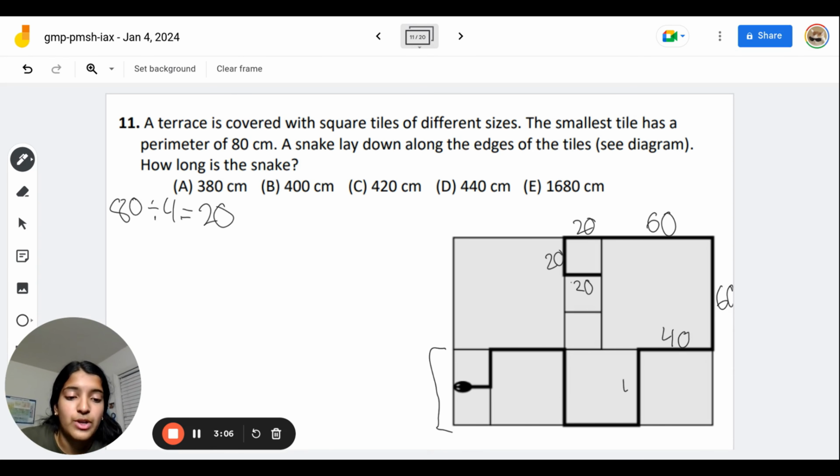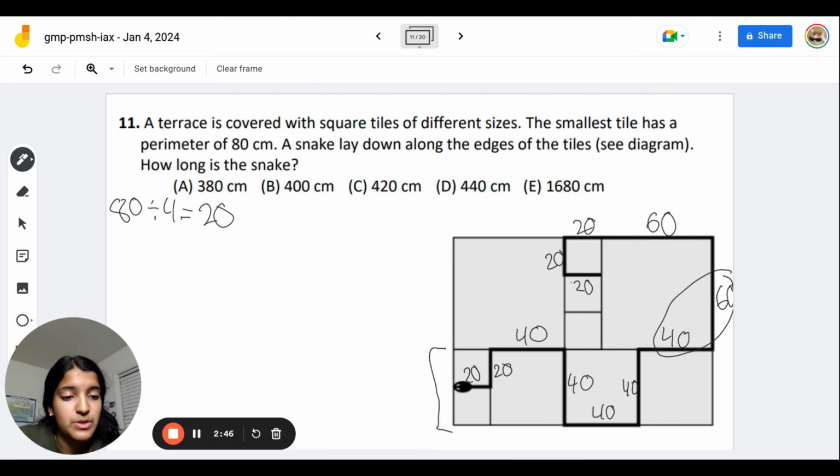And then there's a 40 over here, down here, to the side, up here. And then it goes back down, but only a small square down. So that would be a 20, and then there's a 20 over here. And then we would have to add all of those up.